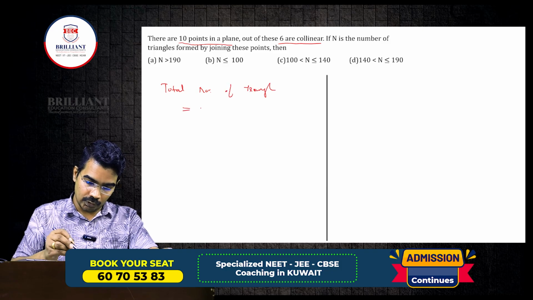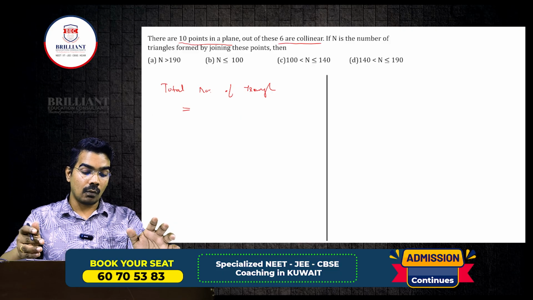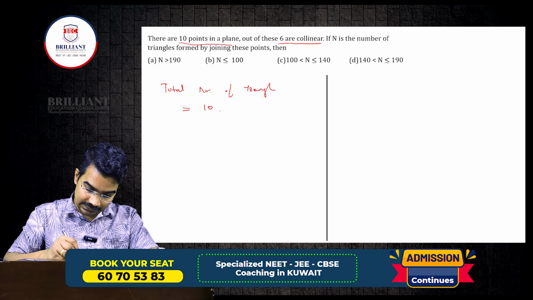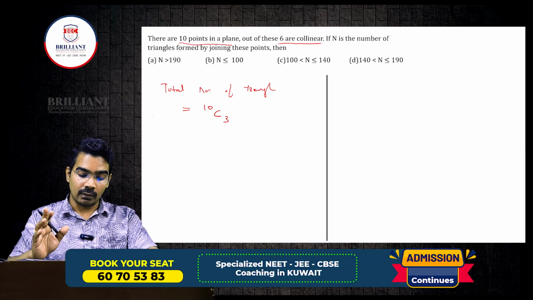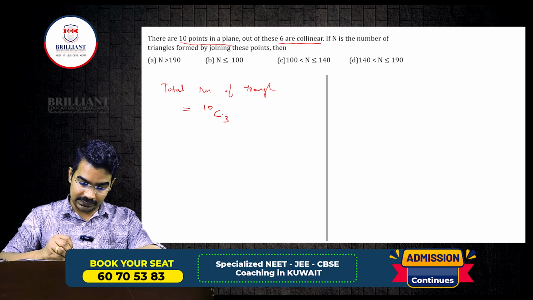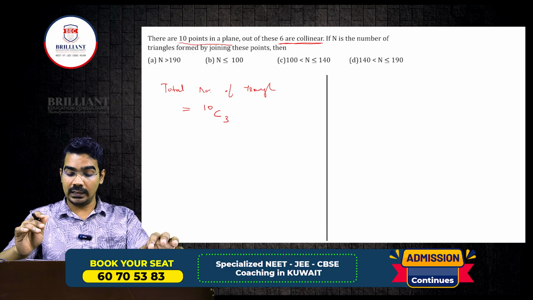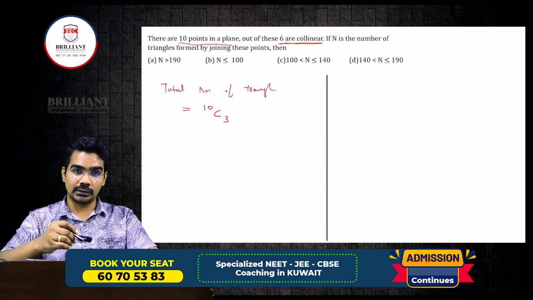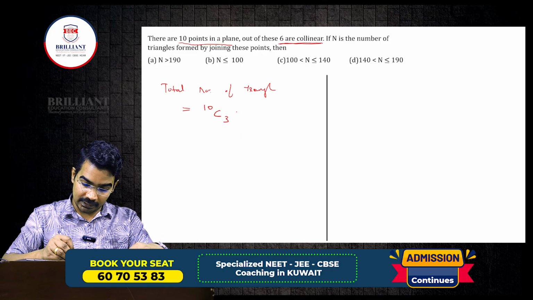triangles is equal to, so for making a triangle you need minimum 3 points. So what are the combinations of 3 points from 10 points? How to write 10C3? How 3 came? Because 3 points are required to form one triangle. So 10C3 is there, and it is also given 6 collinear. When there is collinear points, you cannot make a triangle out of it because it comes in a line. You cannot make a triangle. So this should be subtracted.